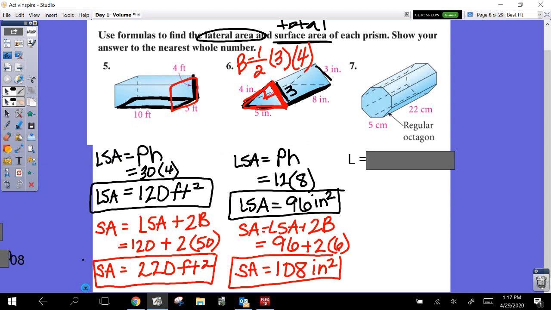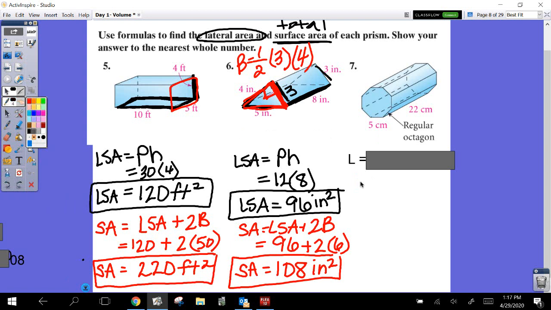I'm going to be honest. All right. For this last one, it's a regular octagon. It's an octagonal prism. So I'm still going to do my same steps. I'm still going to do my lateral surface. Ooh, that was not what I wanted to do.